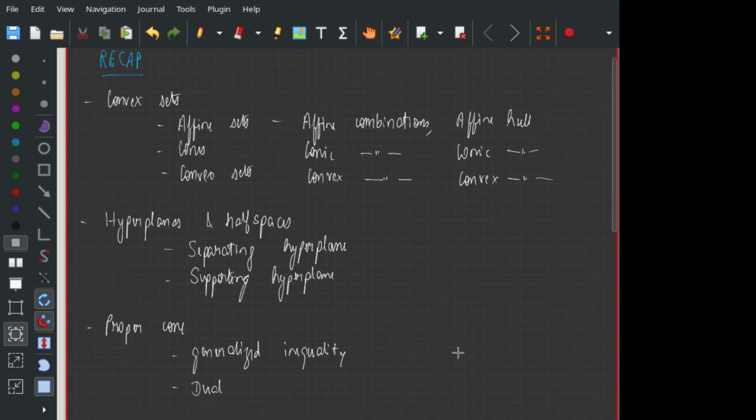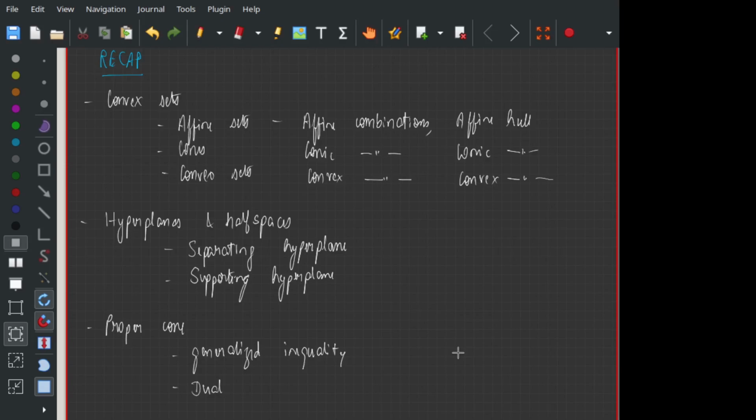And in particular, a useful property is that any convex set is basically the intersection of the half spaces generated by the supporting hyperplanes. And corresponding to the hyperplane, we also defined the notion of an extreme point. So an extreme point is one wherein the supporting hyperplane touches your given set at exactly one point, right?